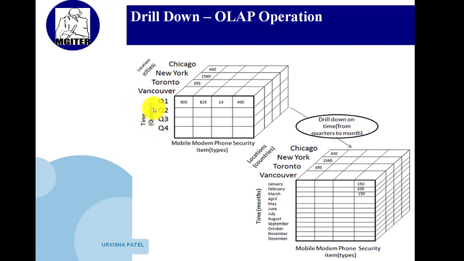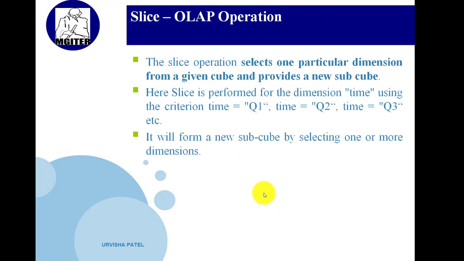Here time is available in quarter 1, quarter 2, quarter 3 and quarter 4. Quarter 1 is converted into January, February and March. Quarter 2 is converted into April, May and June. Quarter 3 is converted into July, August and September. And quarter 4 is converted into October, November and December. So here we are applying drill down operation by stepping down a concept hierarchy from quarter to months.